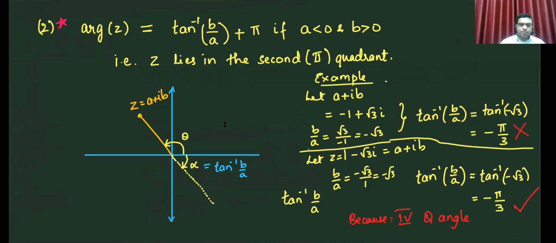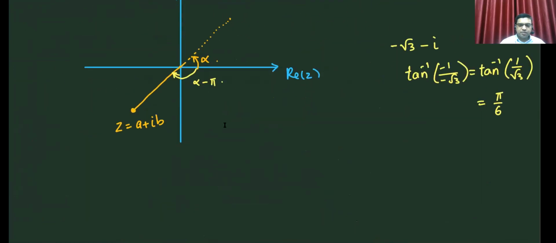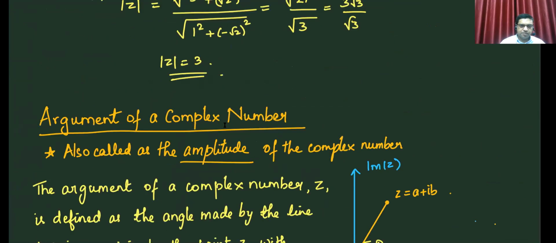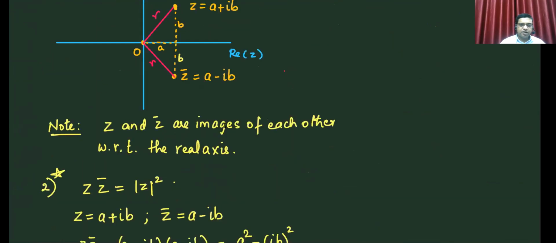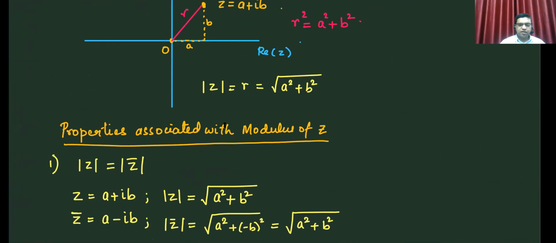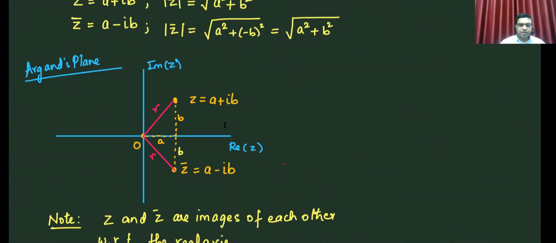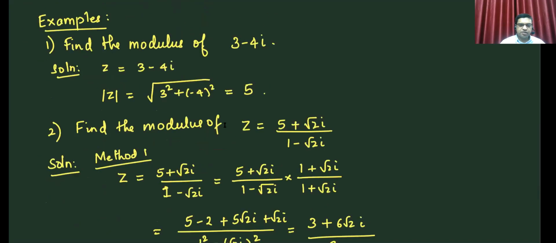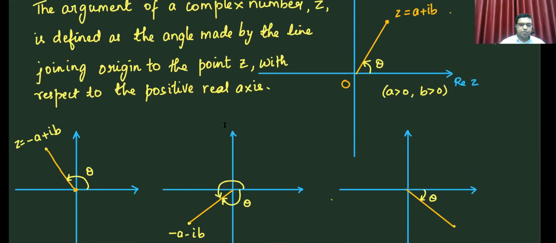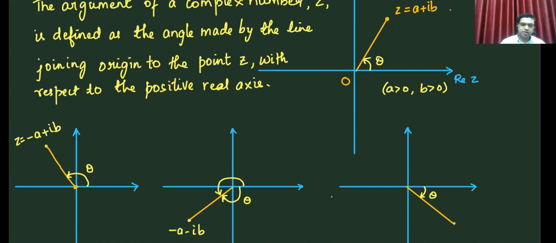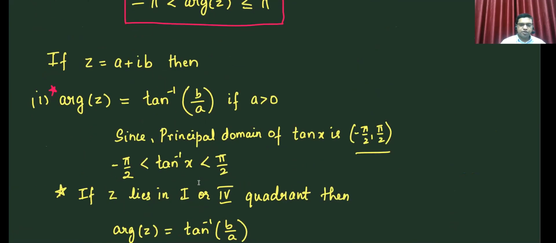Okay, so we discussed arguments of a complex number yesterday, and the properties associated with modulus and argument of a complex number. So today we'll discuss finding the modulus and argument of complex numbers. So problems we'll do.